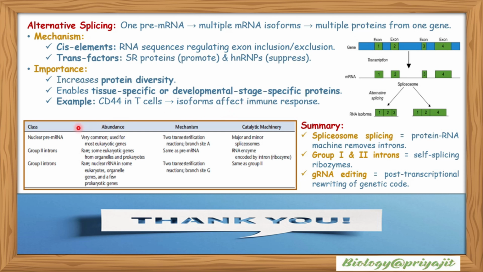So these are the differences showing the nuclear pre-mRNA, group 2 introns and group 1 introns, their abundances, their basic mechanisms, and their catalytic machinery. So this is the basic process of the splicing event. In conclusion, we can say that mRNA splicing is a vital process that removes introns and joins exons to produce a mature translatable mRNA. This precise editing ensures accurate gene expression and protein synthesis.